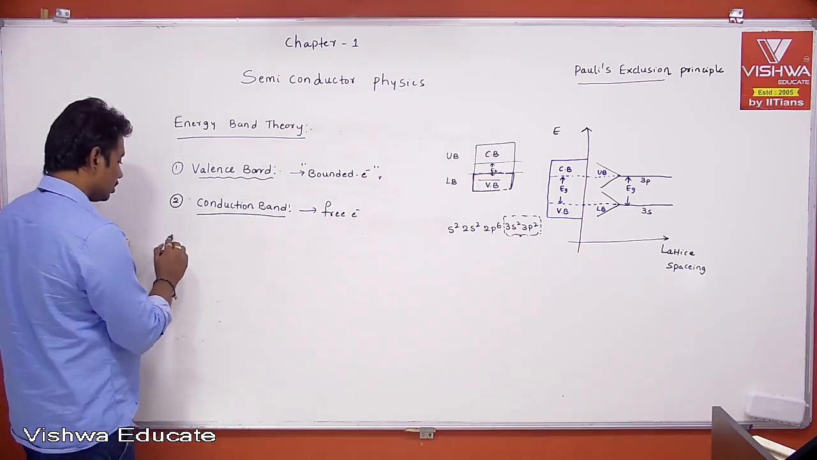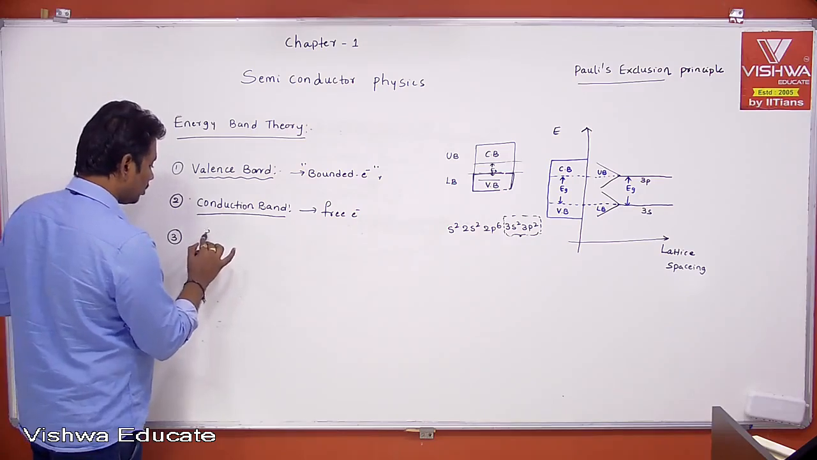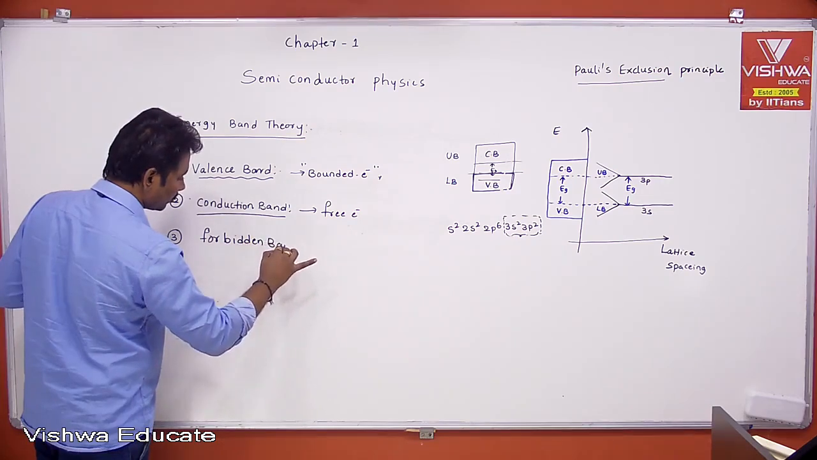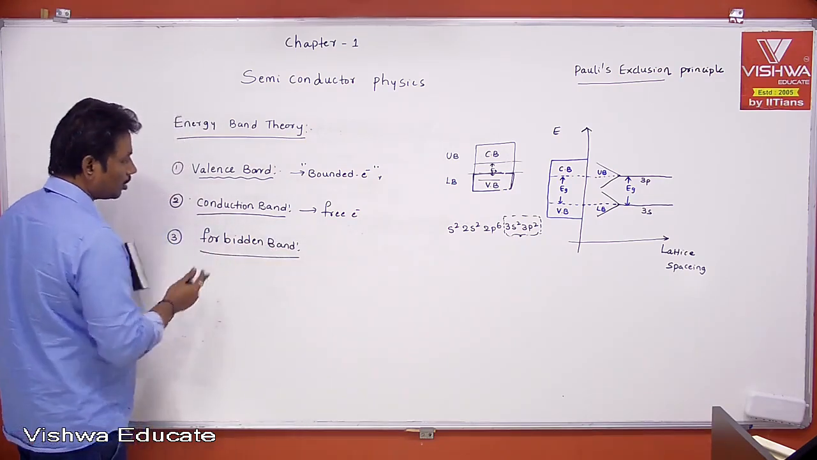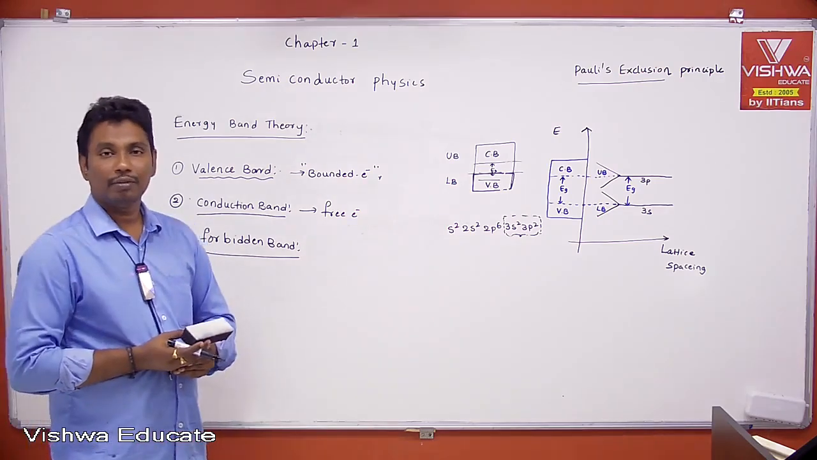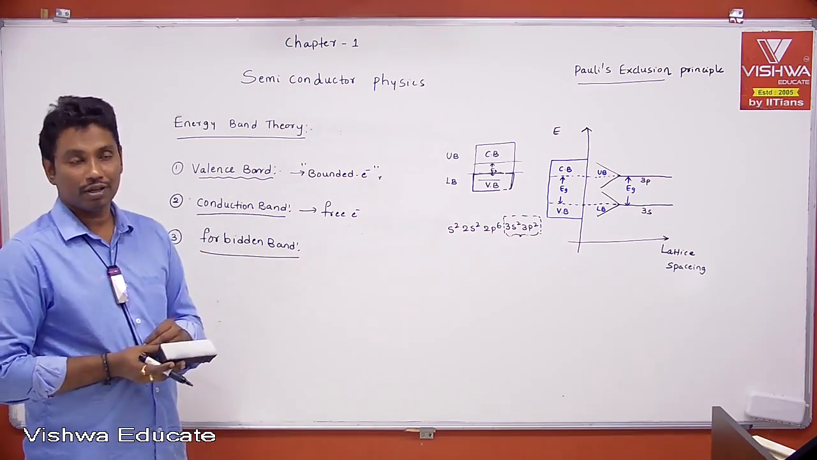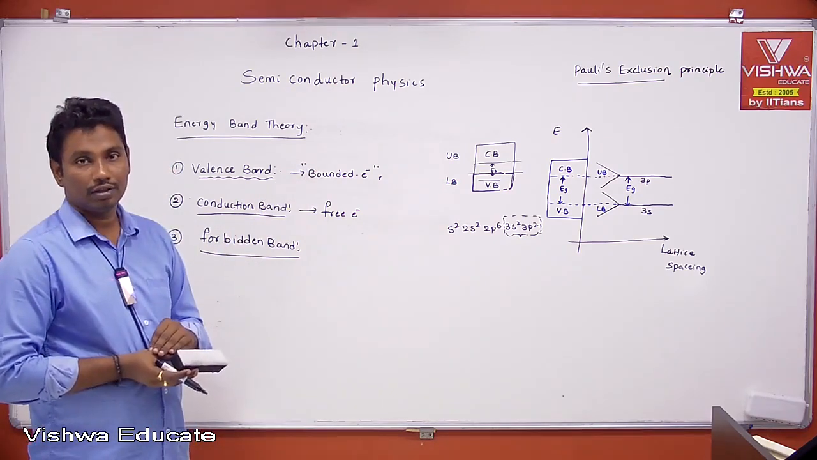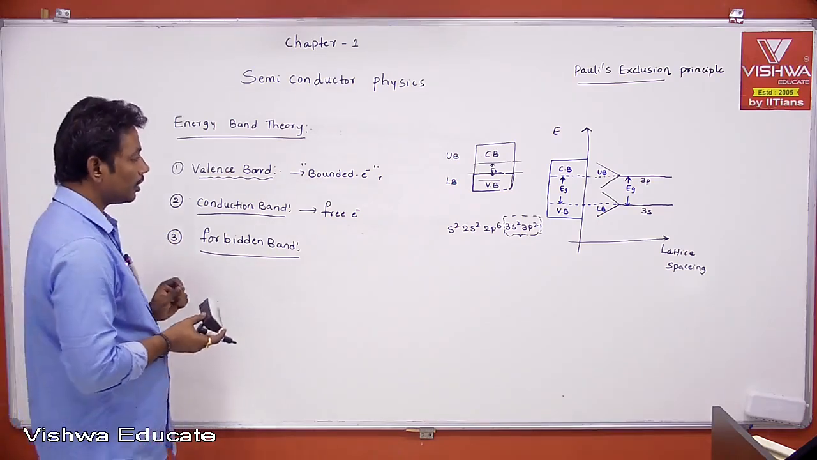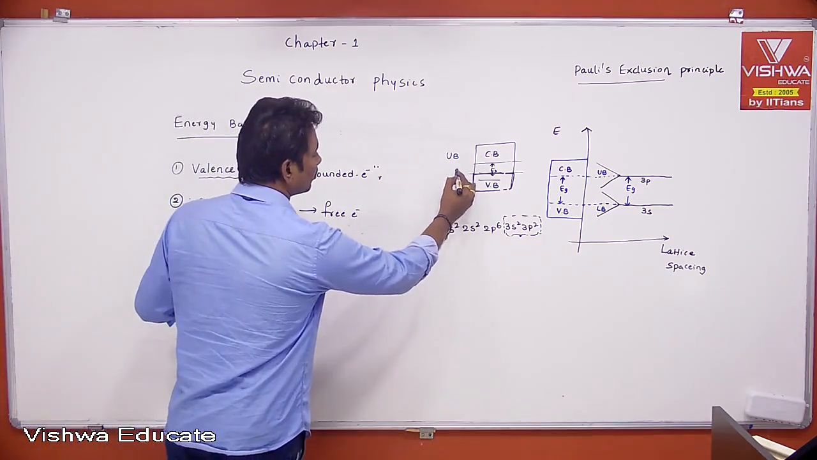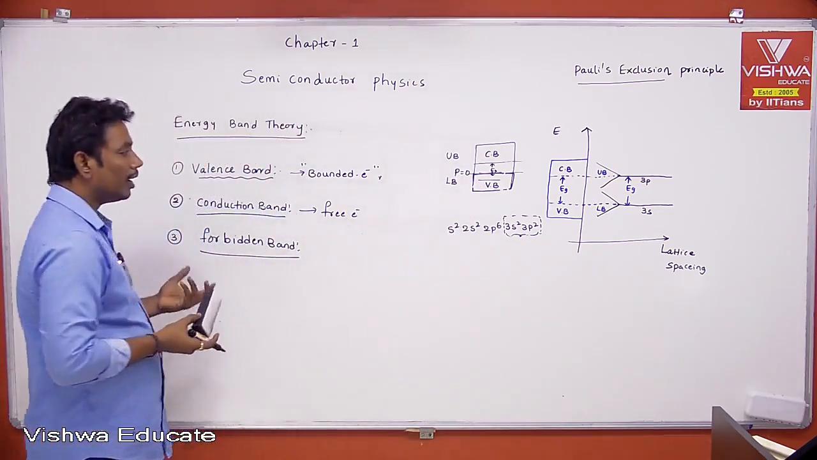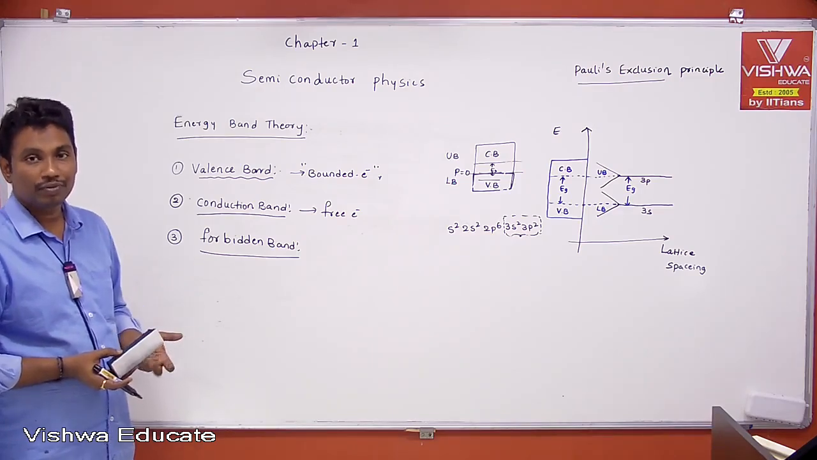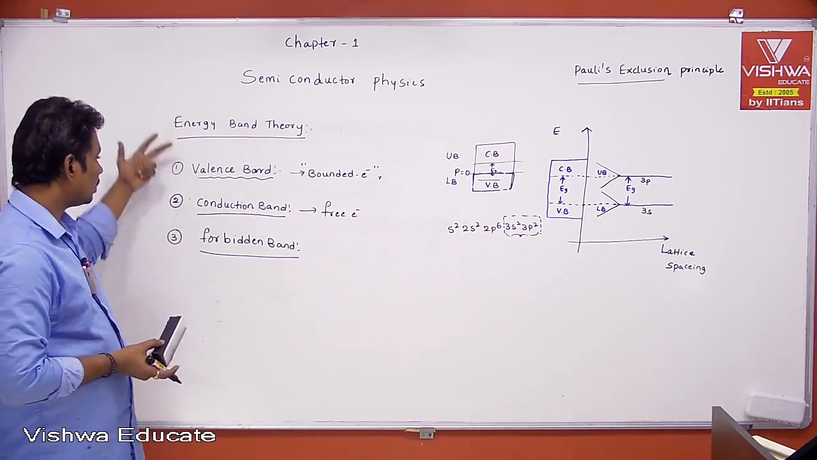Next, another one, Fermi band. What is the Fermi band actually? The Fermi band is also a band of energy levels which lies between the conduction band and the valency band. The probability of an electron within a Fermi band is how much? Zero. That means no electron is present in the Fermi band. If no electron is present, what about its probability value? Zero. This is about energy band theory.